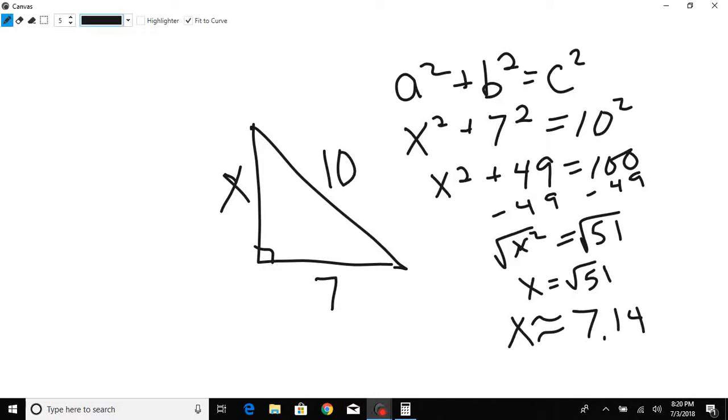So there we know how to find a leg. We know how to find a missing leg. We know how to find a missing hypotenuse. And so we will end this discussion of the Pythagorean theorem.